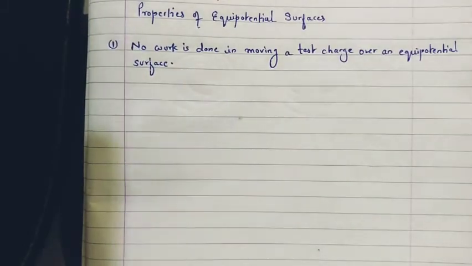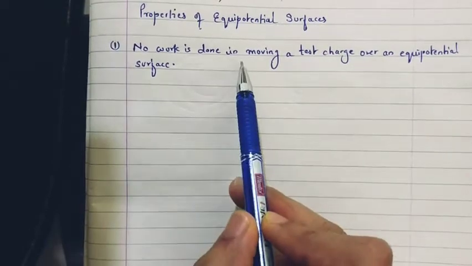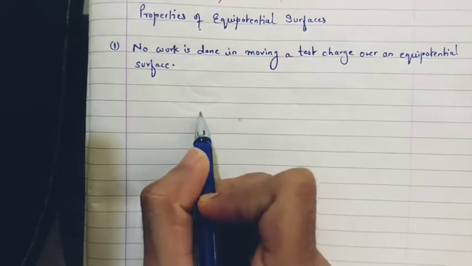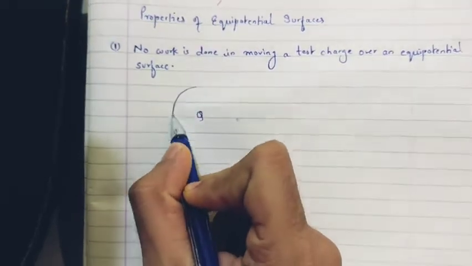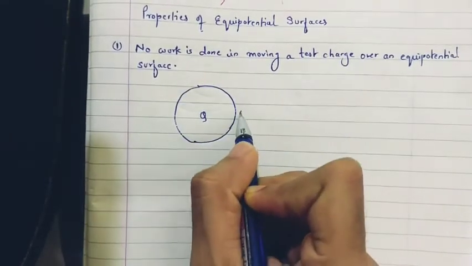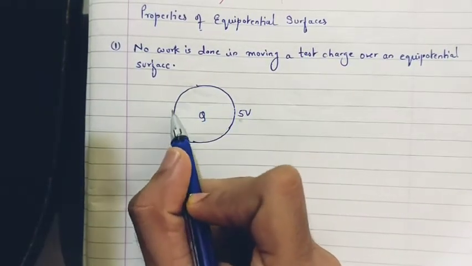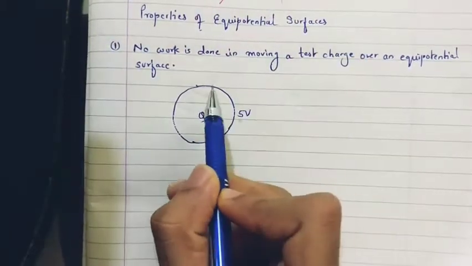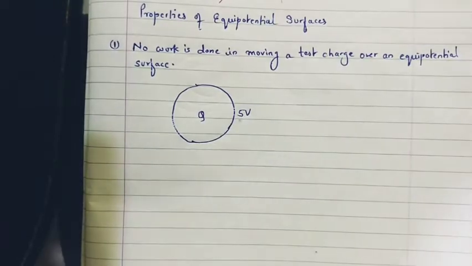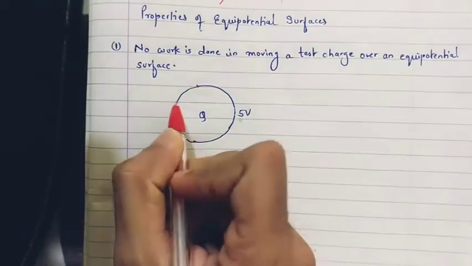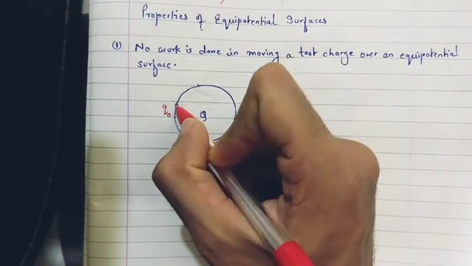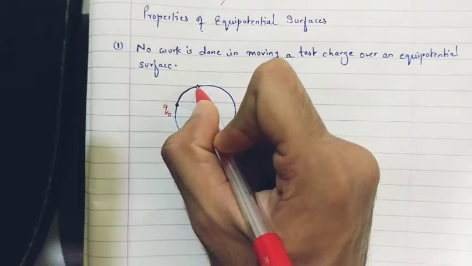The first property we have is that no work is done in moving a test charge over an equipotential surface. For example, if we have a charge and this is its equipotential surface, let's say this surface has a potential of 5 volt. That is, at every point on this sphere, the potential is assumed to be 5 volt. Supposing I keep a test charge Q0 over here, and I try to move that test charge from here to here, let's say.